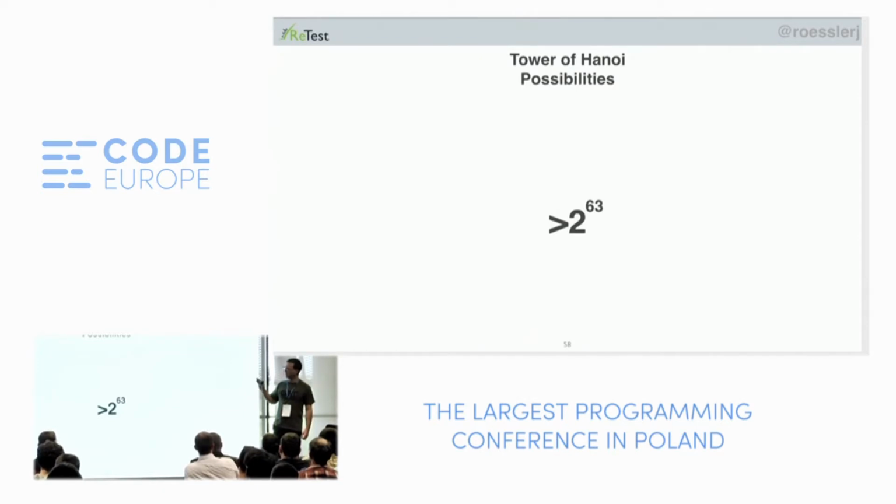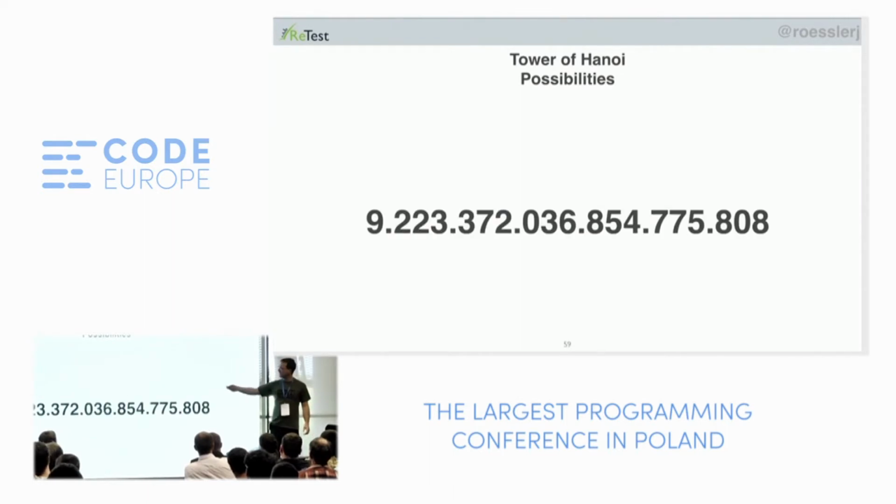So 2 to the power of 64 is roughly the amount of atoms in the universe. Anybody calculated it? Okay, so it's 9,223,000,000,000 whatever. It's just a very big number, and it's very difficult for us to imagine how big it actually is. So instead we transform it into time.